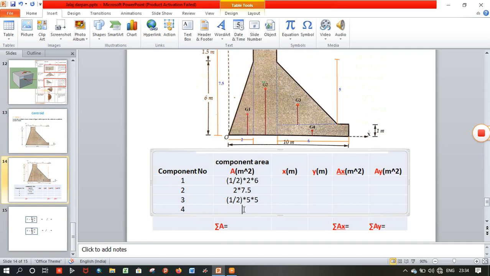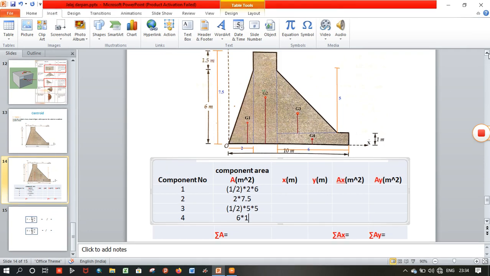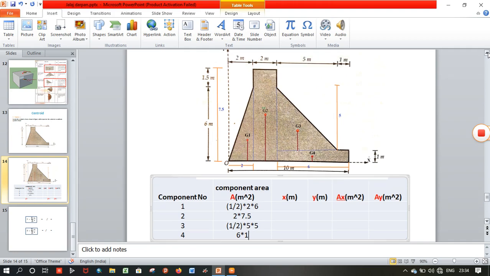Now multiply that, the width is 6 meter and height is 1 meter. So we have populated the component area column in the table. Now move on to x, that is nothing but the centroidal distance from the x and y axis.